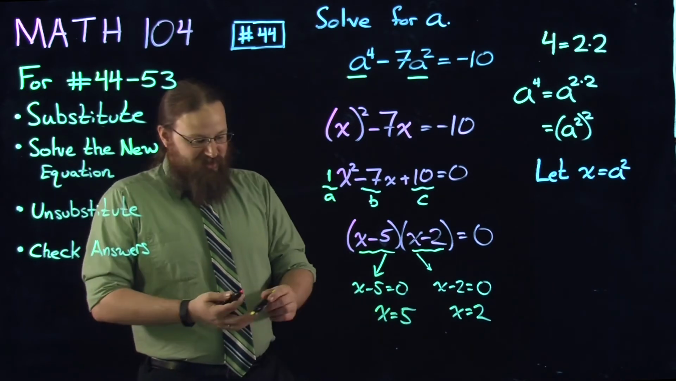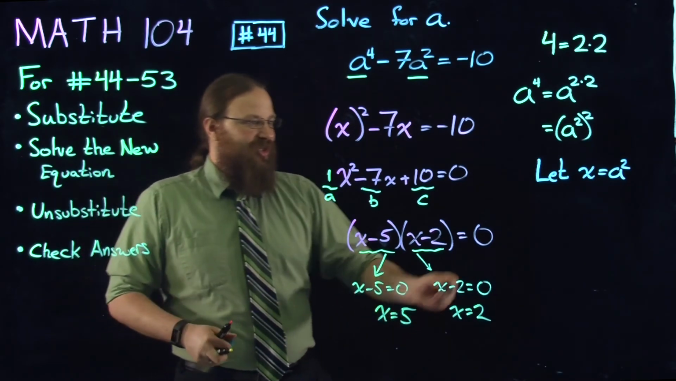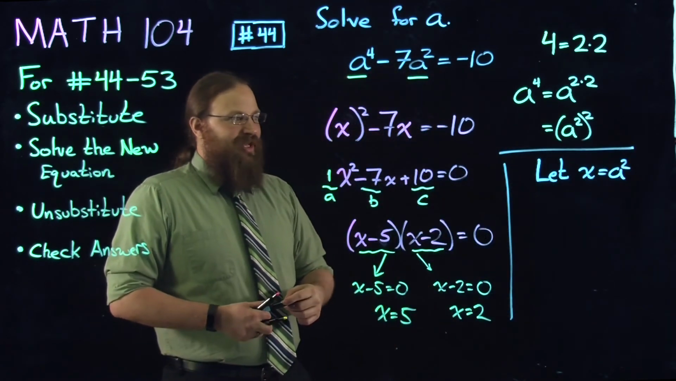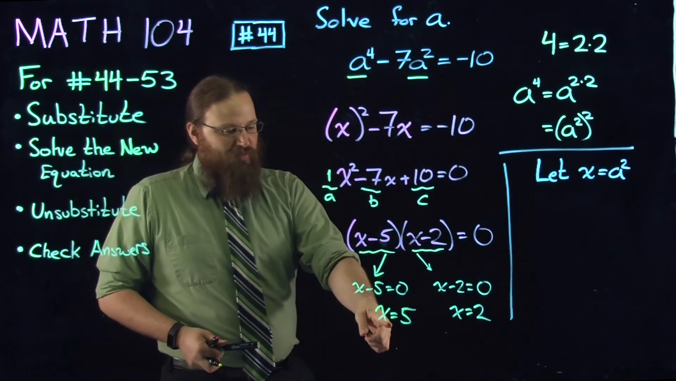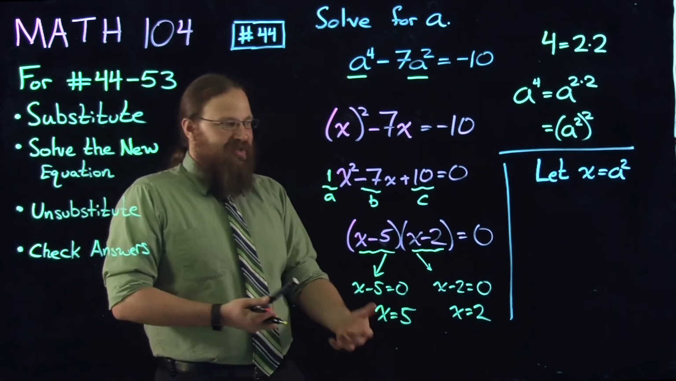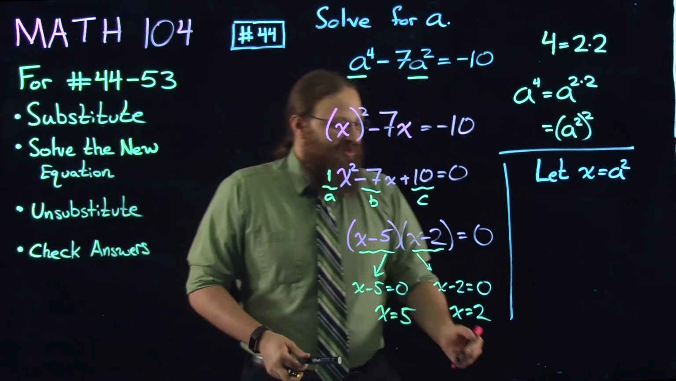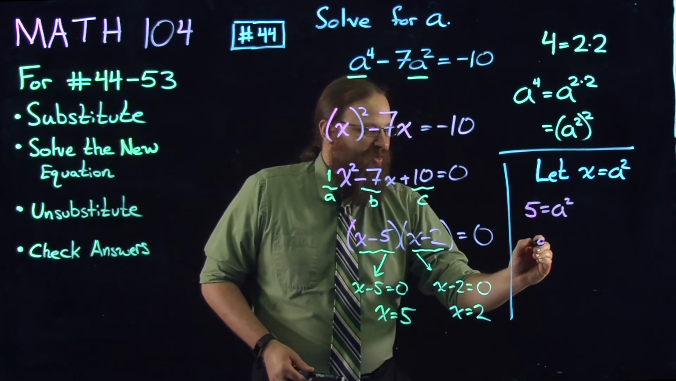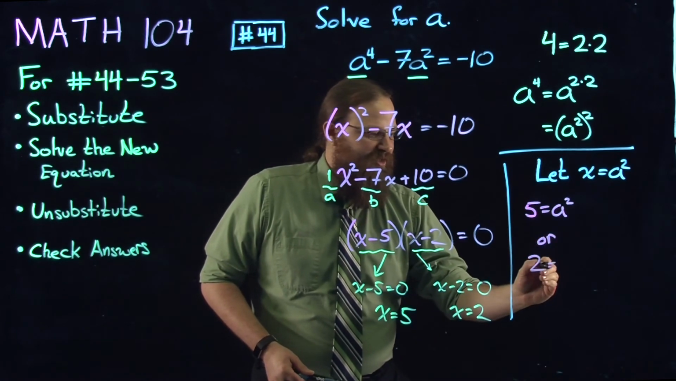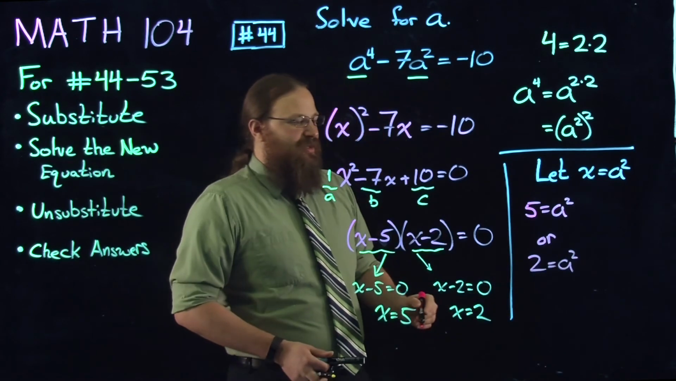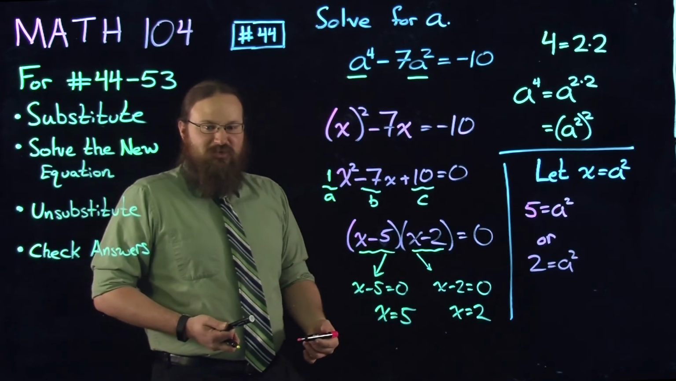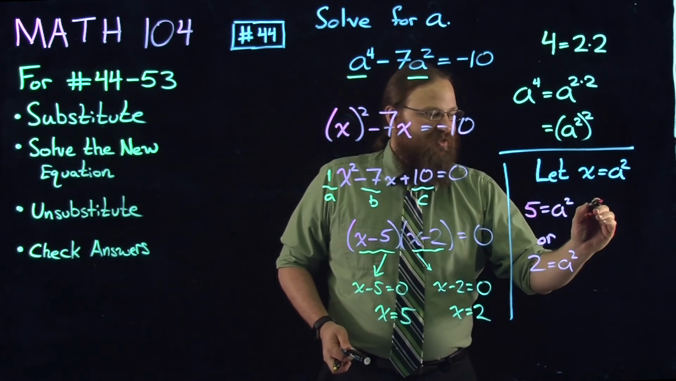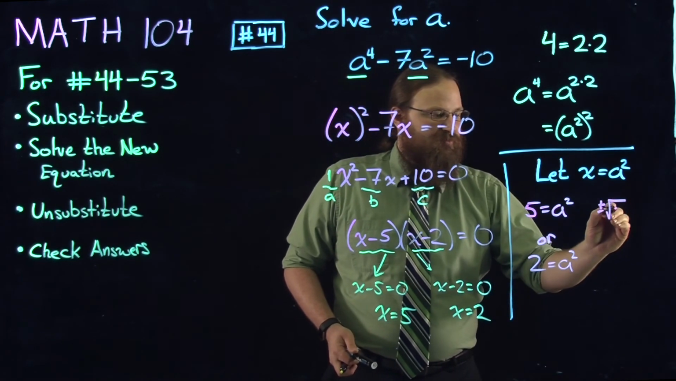Now we need to unsubstitute. So we'll go over to our substitution. If you look at the substitution, x is equal to a squared. Well, what's x equal to? Sometimes it's 5, sometimes it's 2. So 5 equals a squared, or 2 equals a squared. Our goal is to solve for a. So we'll take the square root of both sides. Keep in mind, plus or minus.